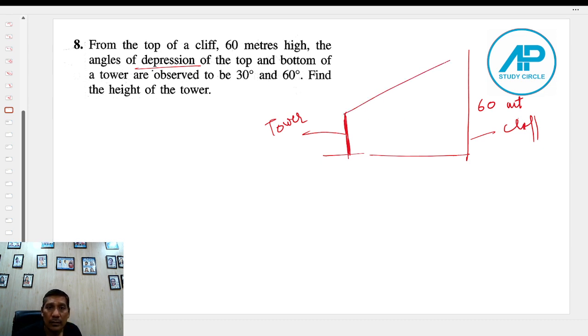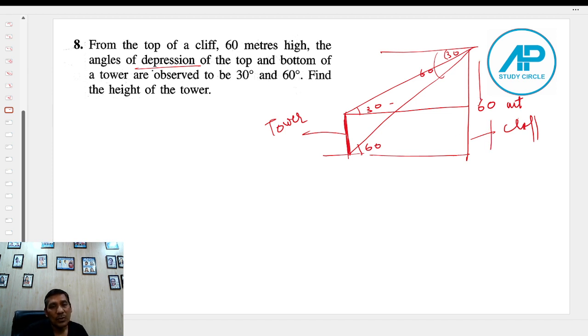Of course, this is 30 and this is 60. 60 comes here. You have to draw a line to make that angle completely, and the 30 angle comes here. This total height is 60. So this is a very easy question as compared to the previous question.